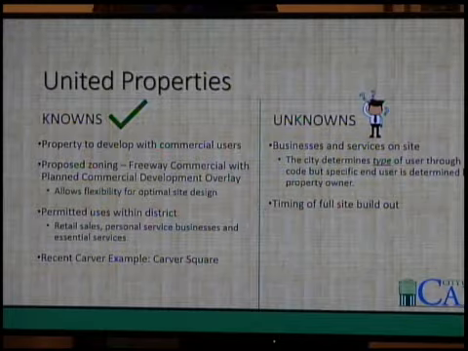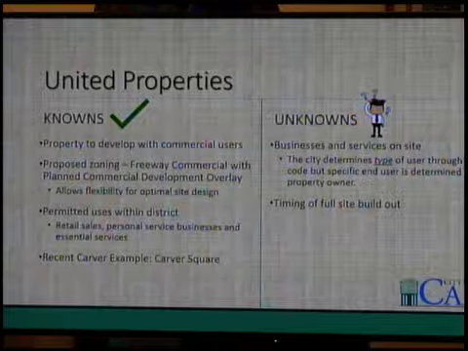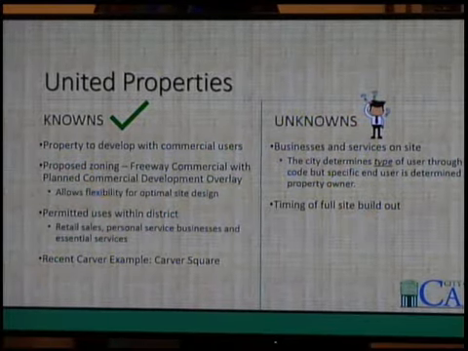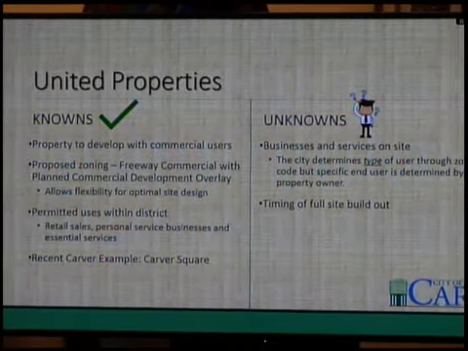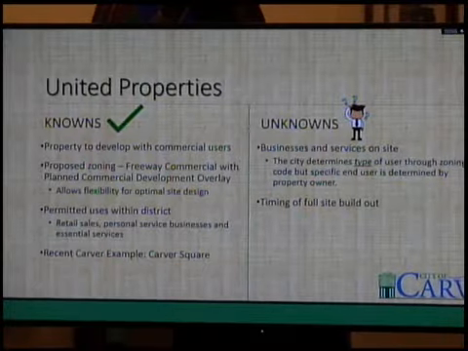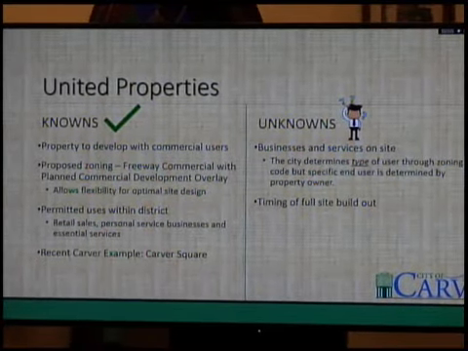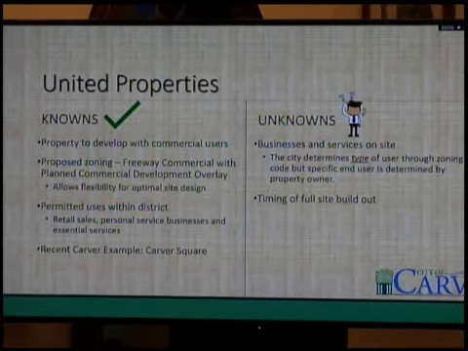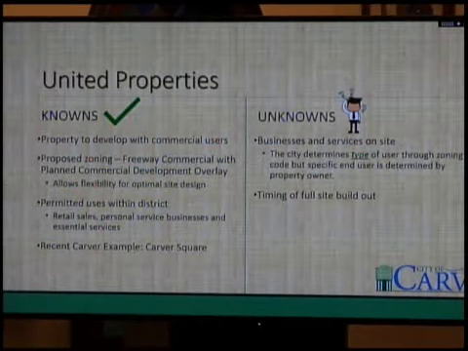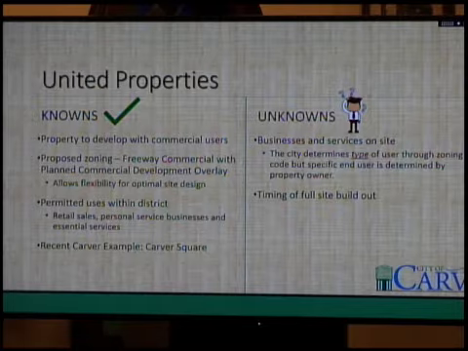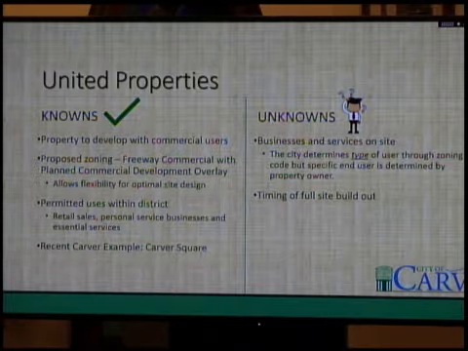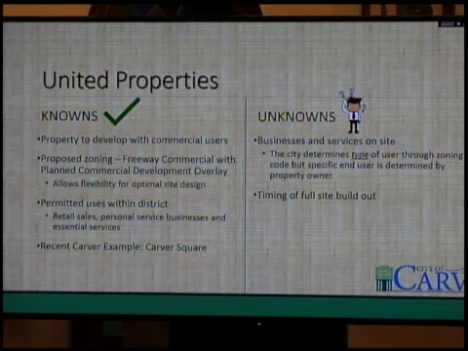So thinking about some things that we know and things that we unfortunately don't know but could speculate at right now. Something that we do know: the property is likely to develop with commercial users. That was guided as a commercial use since the 2008 comprehensive plan. Additionally, in the design Carver plan, it stayed commercial. So the United Properties Group is not looking for a comprehensive plan amendment. They're anticipating commercial users across the site.